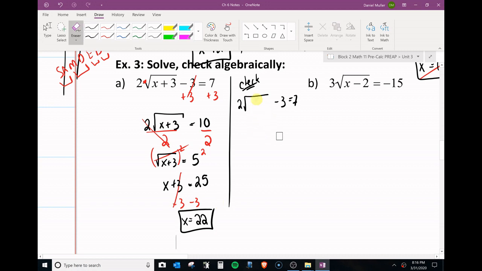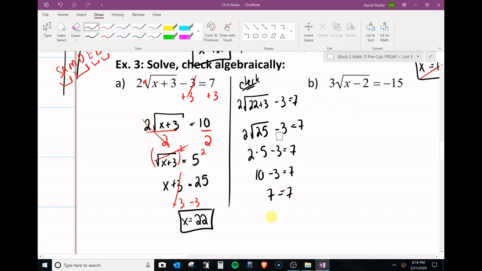So it's not x plus 3, it's my 22 plus 3. Now 22 plus 3 is 25. Minus 3 equals 7. Square root of 25 is just 5. And now I've got 2 times 5, which is 10. 10 minus 3 equals 7. 7 equals 7. Hey, that's true. So yes, 22 does work.